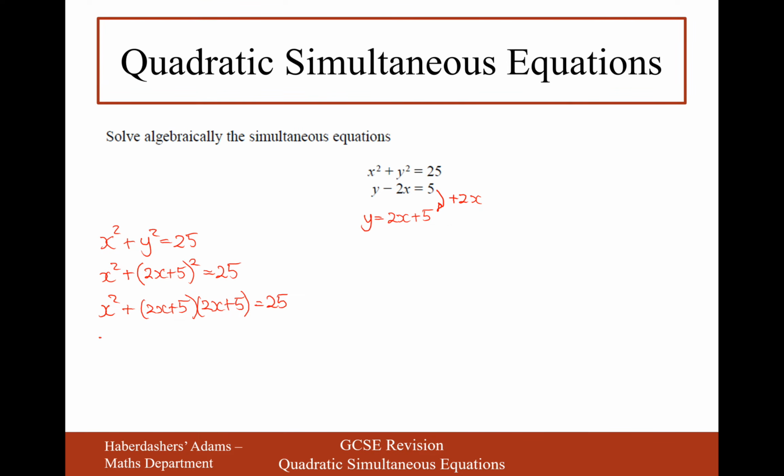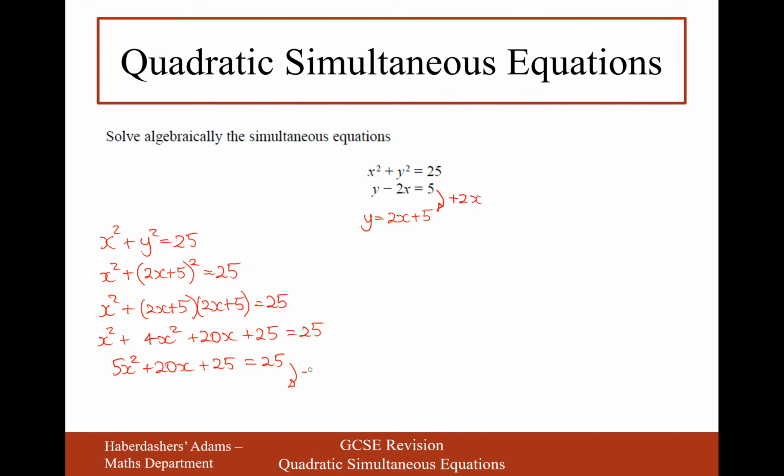Let's expand the brackets now. It's going to be x squared at the front, but then it's going to be 4x squared. Then it'd be plus 10x plus another 10x, that would be plus 20x. And then plus 25 at the end equals 25. Let's group it all together. It would be 5x squared plus 20x plus 25 equals 25.